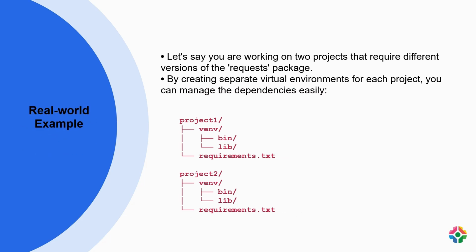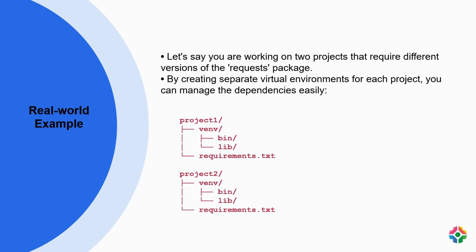Separate virtual environments are essential for managing different project dependencies efficiently. In this case, with two projects necessitating different requests package versions, creating distinct virtual environments for each project is crucial. By isolating project-specific dependencies within these environments, conflicts between versions can be avoided and compatibility issues averted. This way, each project operates independently, ensuring stability and functionality.